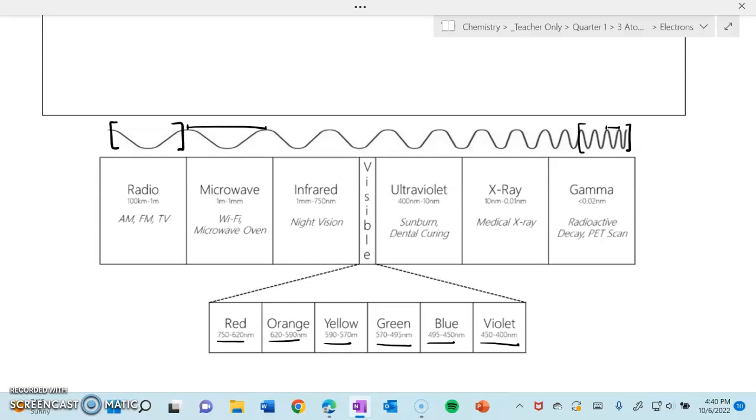Energy is the work that can be done, and that is related to the speed of the wave. Faster wave, more energy. That's going to be on the side of gamma. Slower wave, less energy. That's going to be on the side of radio. So our different spectrum, if you look through here and read through them, we've got radio, microwave, infrared, then visible, then ultraviolet, X-ray, and gamma ray. There's our electromagnetic spectrum.